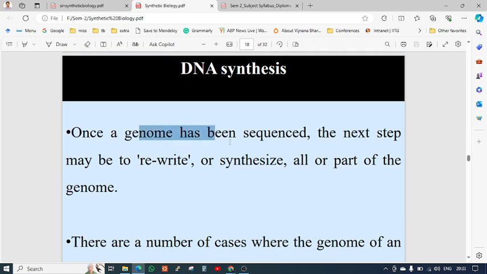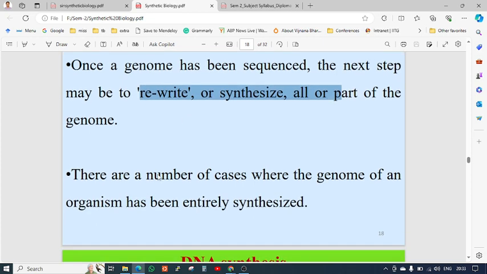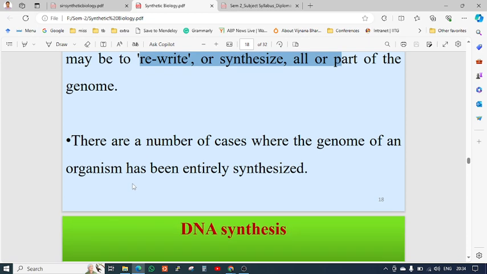One genome has a sequence. That means what is the sequence of the genome. That is A, T, G, C. The next step is to rewrite or synthesize part of the genome. We are going to synthesize the small parts, and this synthesized part is going to be replicated for the production of large numbers. We have PCR, which can also be utilized for the replication of this gene sequence.